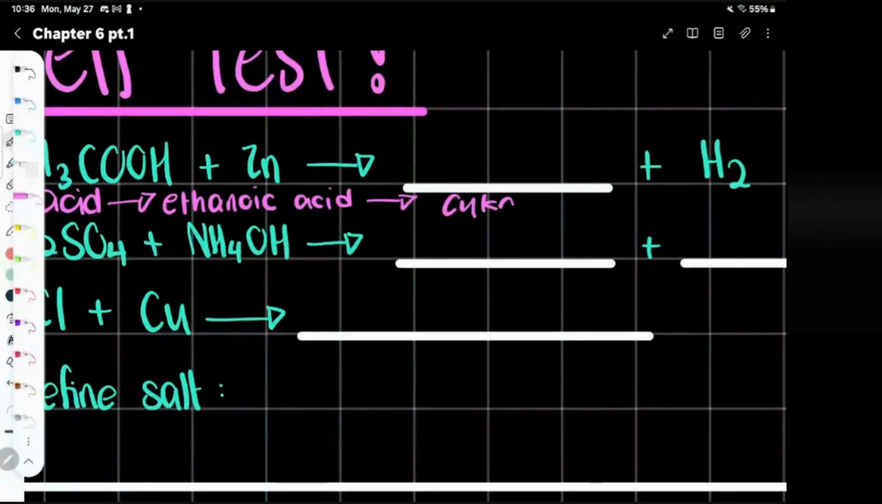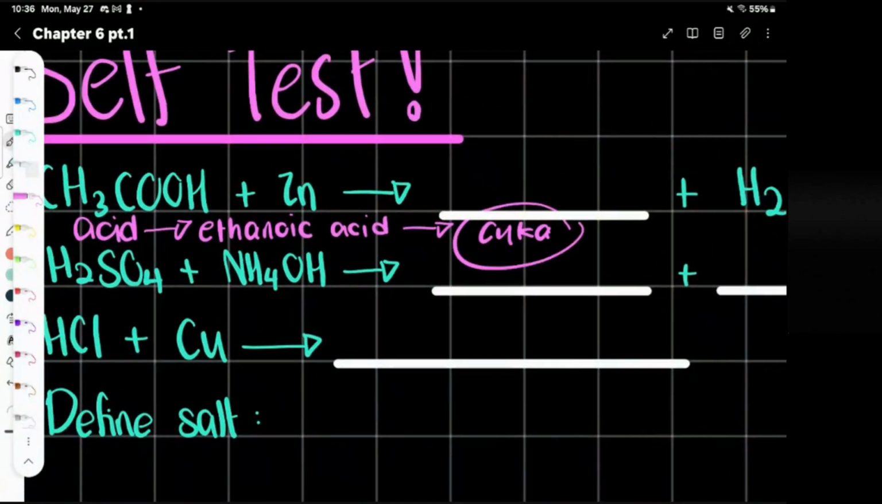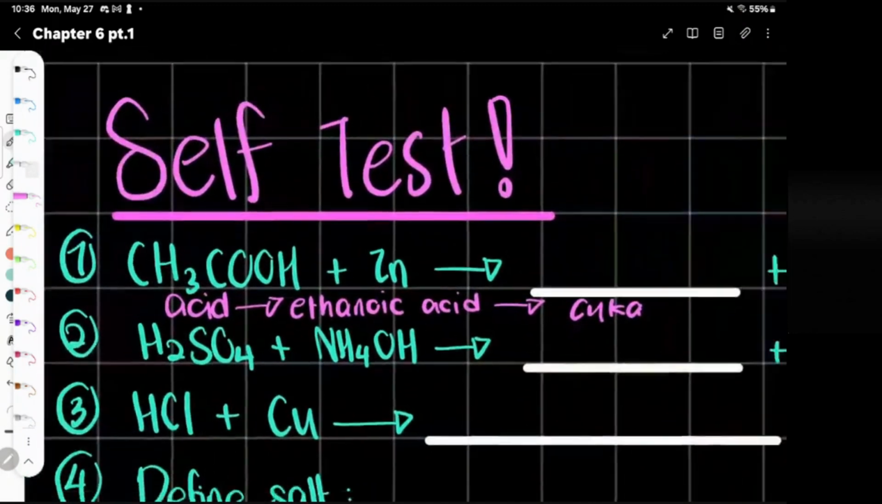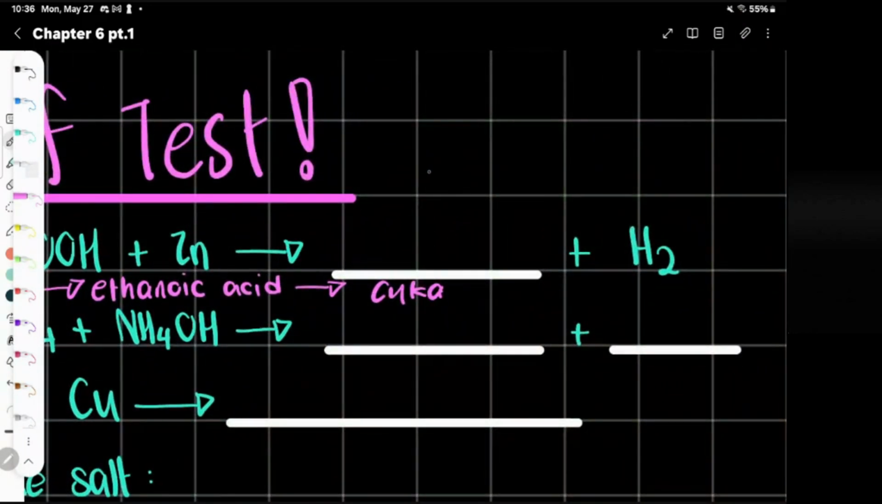What is the English word for this? I forgot. Anyway, this is cuka, vinegar. So that is ethanoic acid. And then zinc is what? Zinc is metal, right? What type of metal? Reactive metal. So acid reacts with reactive metal, right? What should it produce? It should produce salt.